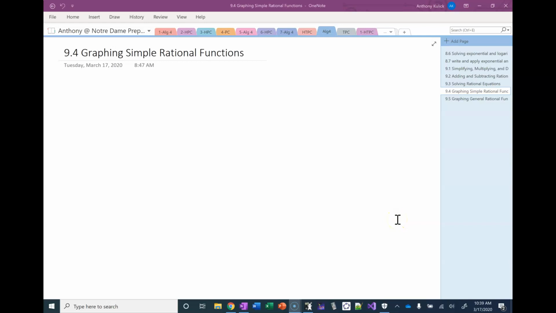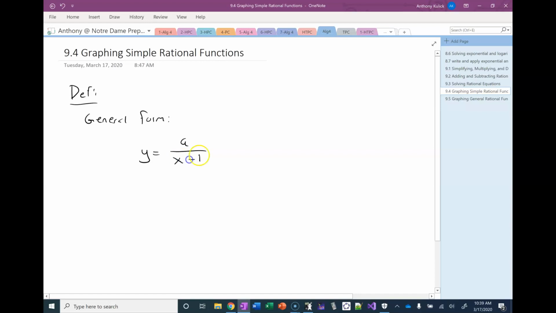Up, we're going to talk about graphing simple rational functions. So the general form for a simple rational function is y equals a over x minus h plus k. So there are some special attributes for a simple rational function.